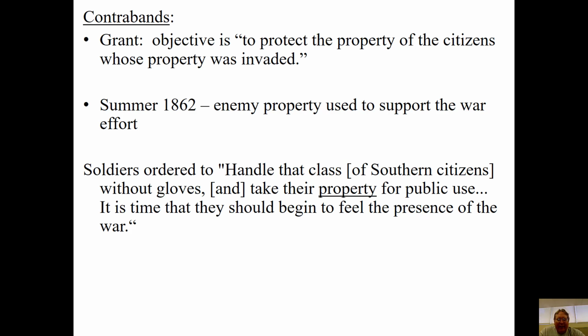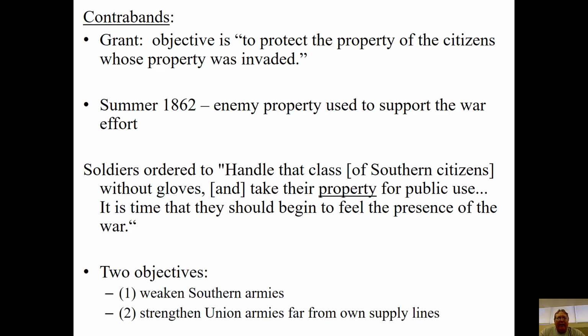For Grant and his lieutenants, his sub-commanders, people like William Sherman, they felt it was time Southerners began to understand what war is really like, right? Just how bad it is to be on the wrong side of a war. And this ties in well with the Emancipation Proclamation, right? It's a way to weaken the South and bring more power, more wealth, more resources to the Union, to the North, right?